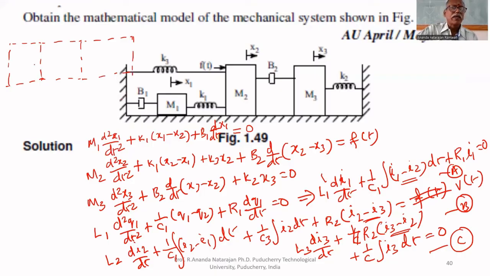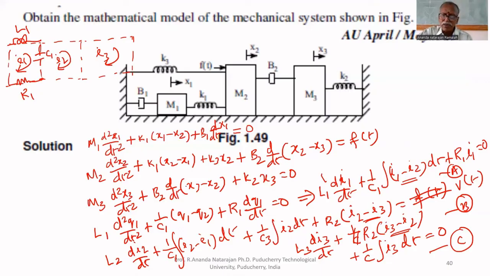The first loop, L1, is there. Current through this is I1, through this is I2, through this is I3. C1 is between the first loop and the second loop. R1 is in the first loop only, so we can draw R1 here. That's all.